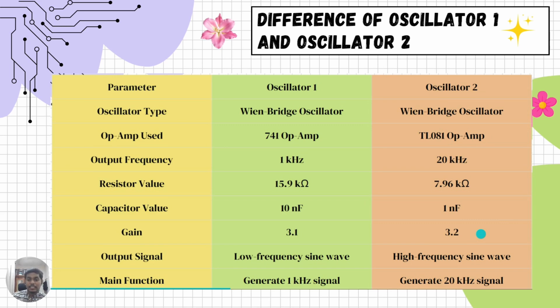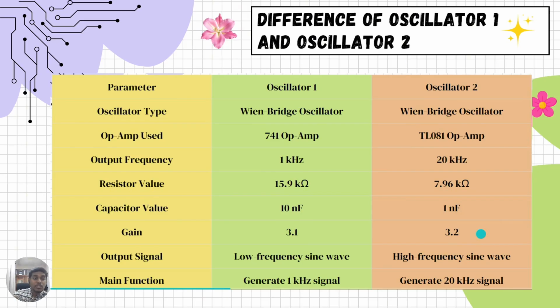So you can see the waveform characteristics. Both oscillators generate a continuous sine wave, stable AC signals, and a smooth periodic waveform. However, in oscillator 1 we can see the waveform changes more slowly, but oscillator 2's waveform changes much faster because of the higher frequency. So this is the difference that you can see.